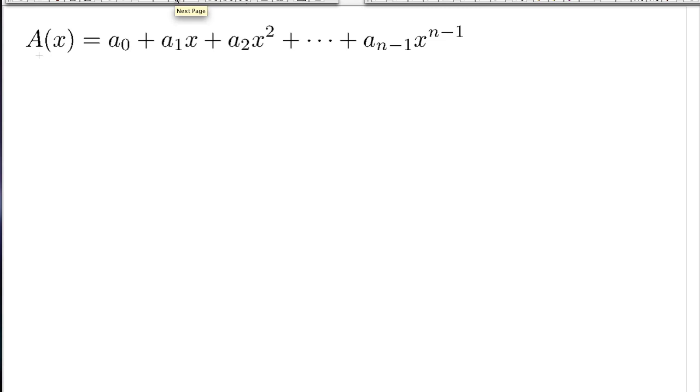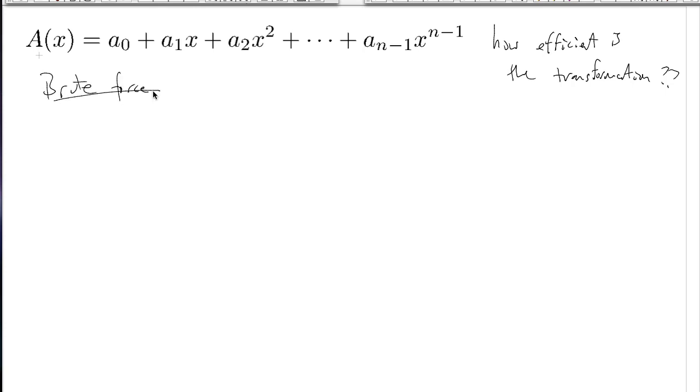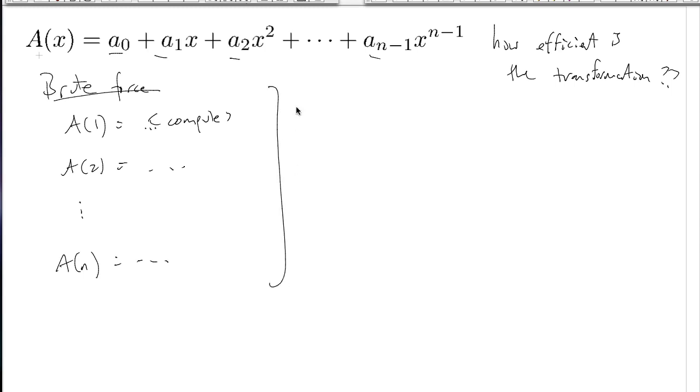Now let's talk about the algorithmic question. We know that it is possible to go from one form to the other form. Now the question is, how much time does it take? How efficient is the transformation? So let's consider the brute force. You're given a polynomial in coefficient form like this. So obviously you can compute, like I did right there. You can take the numbers between 1 and n and just compute your polynomial. How much time would that take?